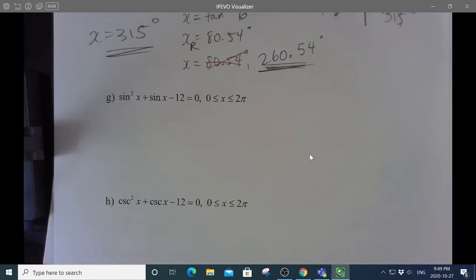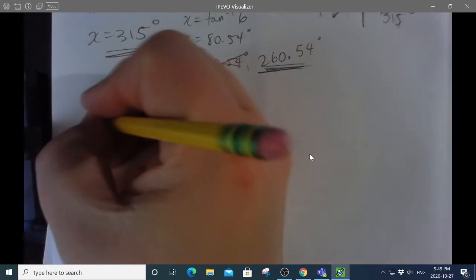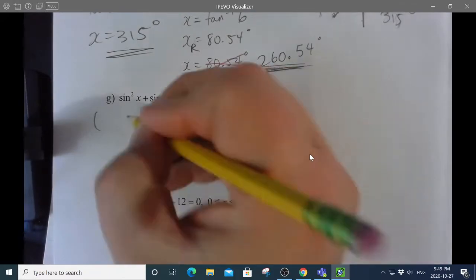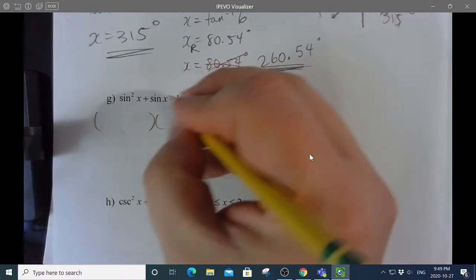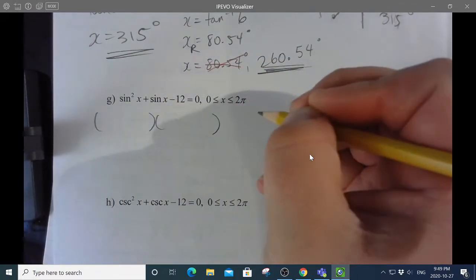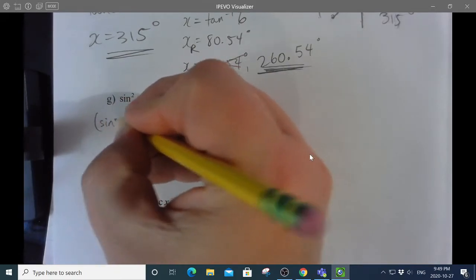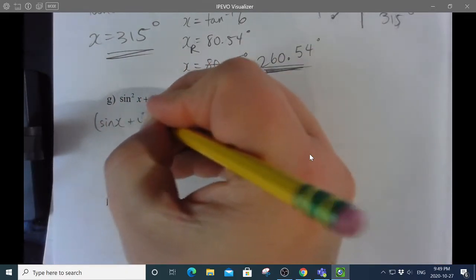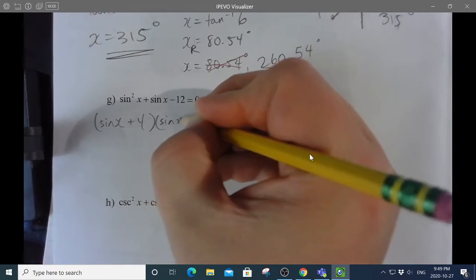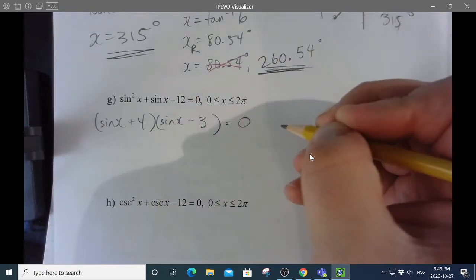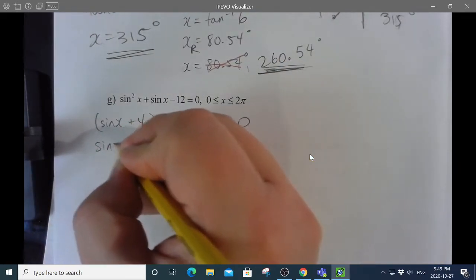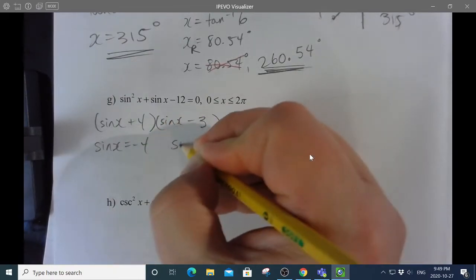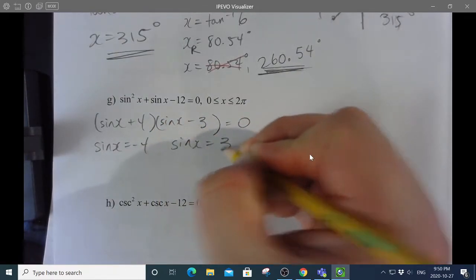Sine squared x plus sine x minus 12 equals 0. We factor. What two numbers multiply to make -12 and add to make +1? Yep, you guessed it: 4 and -3. And now the sine of x is -4. The sine of x is +3.